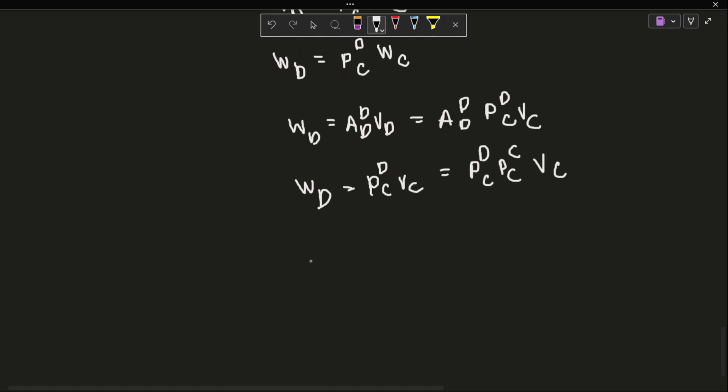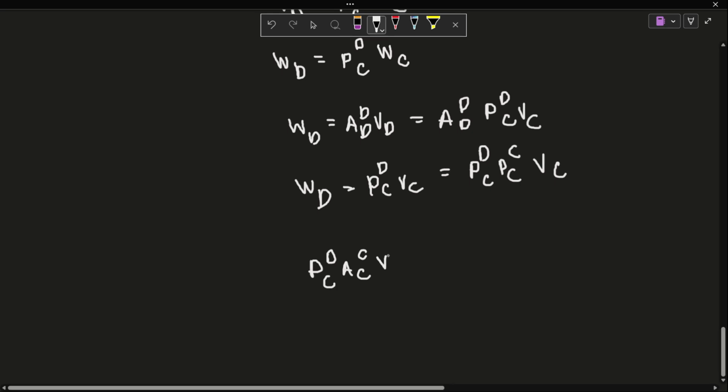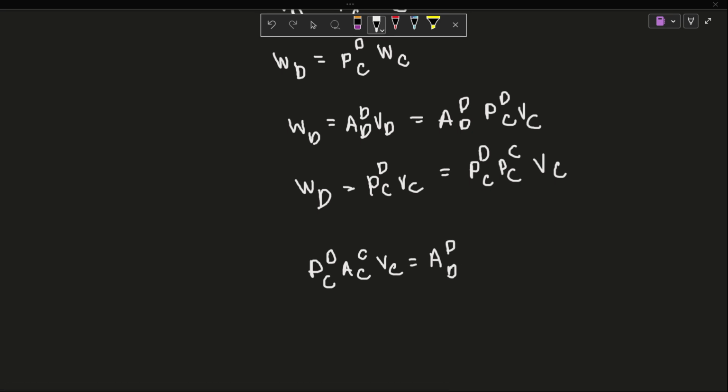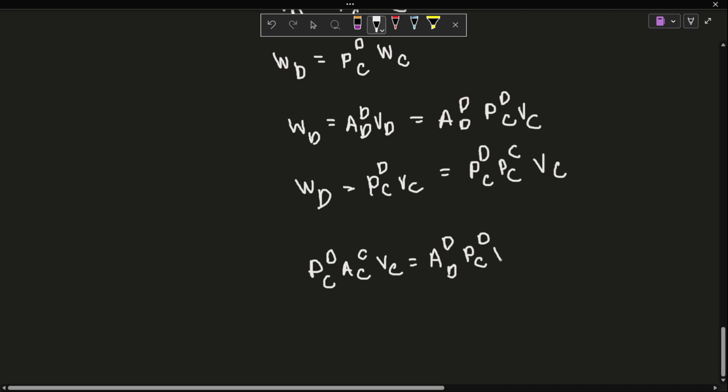what we're going to understand is P, CD, A, C, C, BC equals A, D, D, P, CD, BC, and that's going to say that it's valid, that these are equal, right? And so that's equal for all vectors with respect to the C basis.